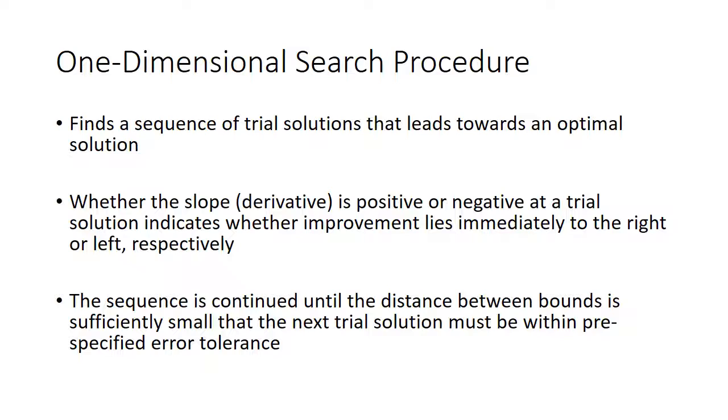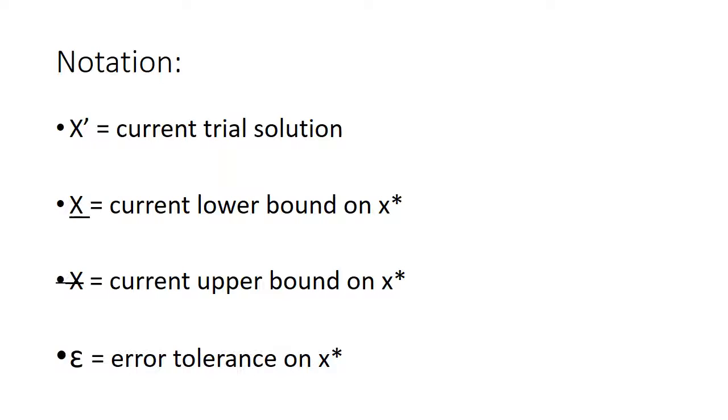This sequence of iterations is continued until the distance between the upper and lower bounds is so small that the next trial solution is within the error tolerance previously given. That definition is accurate and mathematical, but it's a little hard to wrap your mind around unless you actually do it. So I'm going to walk us through this, and hopefully it'll make more sense by the end.